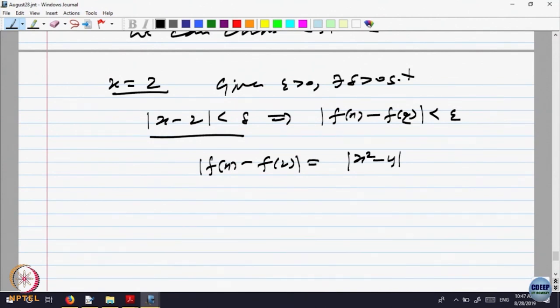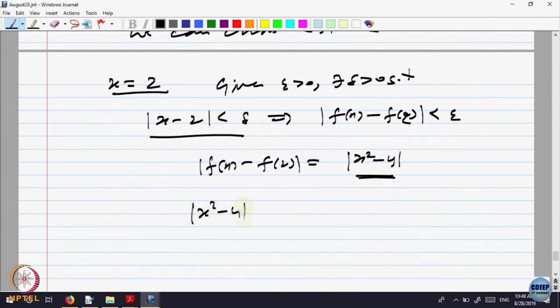How do you choose delta? If you have not done this kind of thing earlier, here is the way. I want x square minus 4 to be made small. What I know is that |x minus 2| is small. So, somehow I have to bring x minus 2 into this.